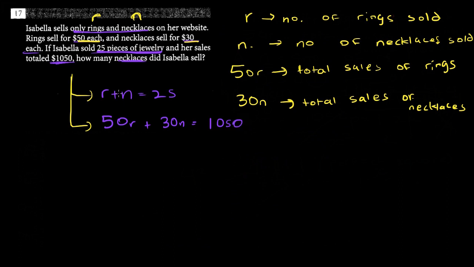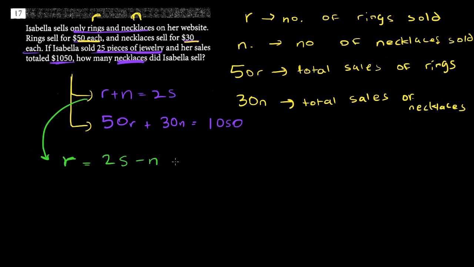And so now we can actually solve for N. And this is our simultaneous equation system, right? And so let's solve for N. What I would like to do is change up that first equation. I'm gonna make it so that the R variable, the rings, is isolated. The way I do that is by bringing necklaces, or the N, to the right hand side. And so R equals 25 minus N.